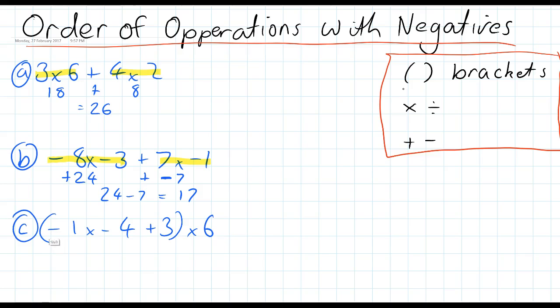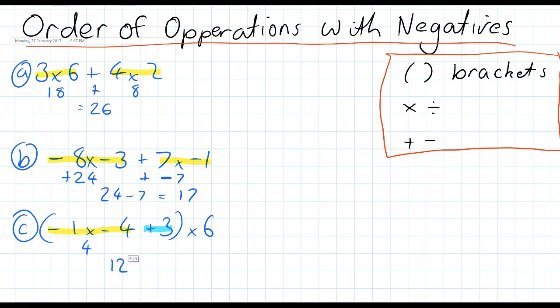The first thing I'm going to do is highlight in yellow minus 1 times minus 4. 1 4s are 4, or 4 1s are 4, and a minus times a minus makes a plus. So I'm left with 4. Then I do the brackets. My second bit is to add 3 to that 4.